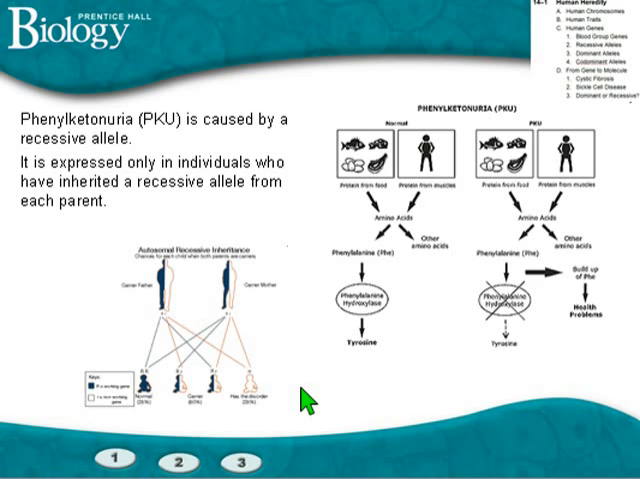So you have to inherit an allele from both parents. And this is what we call an autosomal recessive disease. It's found on the autosomal chromosome, and it's recessive, meaning you have to have two recessive alleles to end up with the disease.